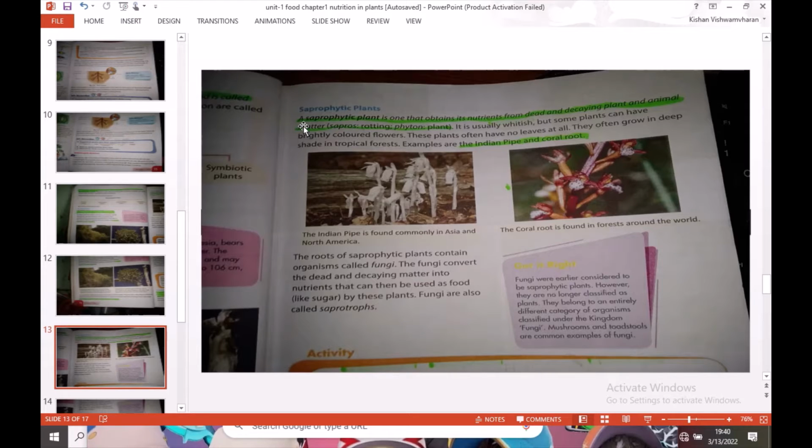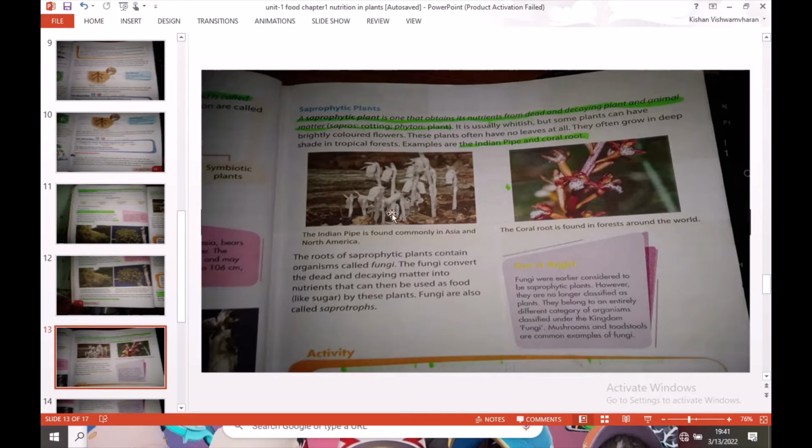Sapro means rotting, phytic means plant. It is usually whitish, that means the plant is very white, just like fungi. But some plants have bright colors also. These plants have no leaves at all, and they often grow in deep shade in tropical forests. Examples are the Indian pipe and coral root.